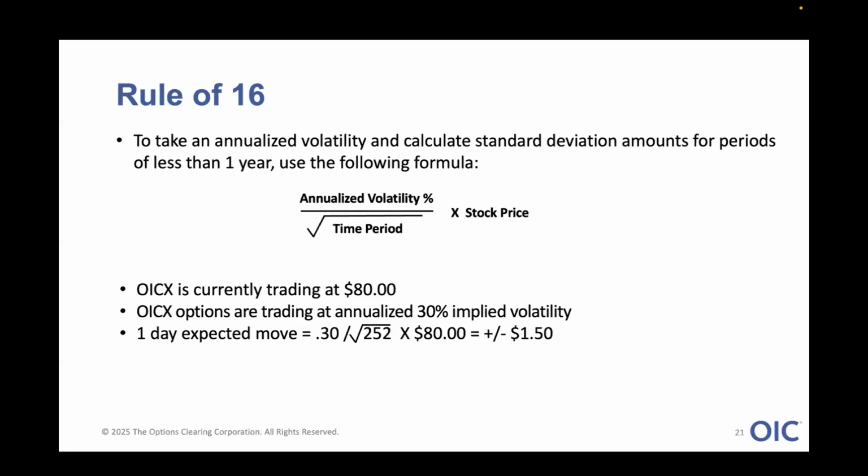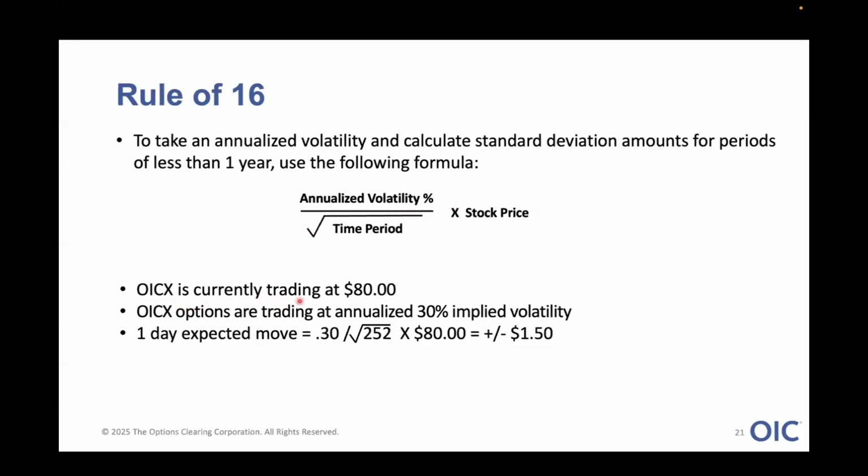This is how you take that annualized volatility number and calculate a standard deviation for periods of less than 1 year. So this is the formula, and you can download the PDF for this presentation. You don't have to write this down, but this is a really neat little formula, and it's called the rule of 16. You basically take the annualized volatility as a percentage, divide it by the square root of the time period, and multiply it by the stock price. Now, I know that sounds a little daunting, but just stay with me.